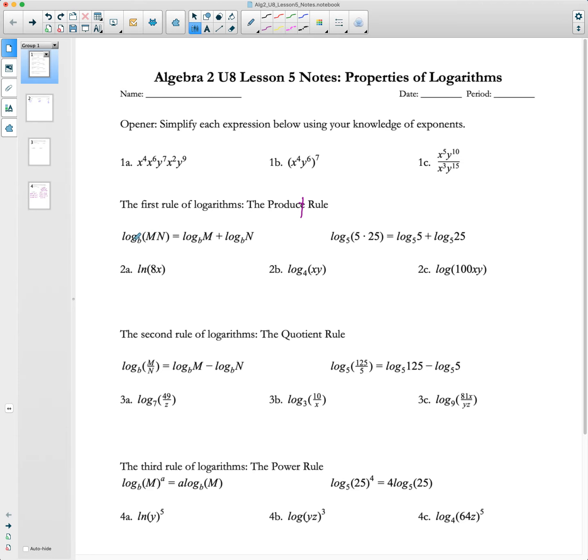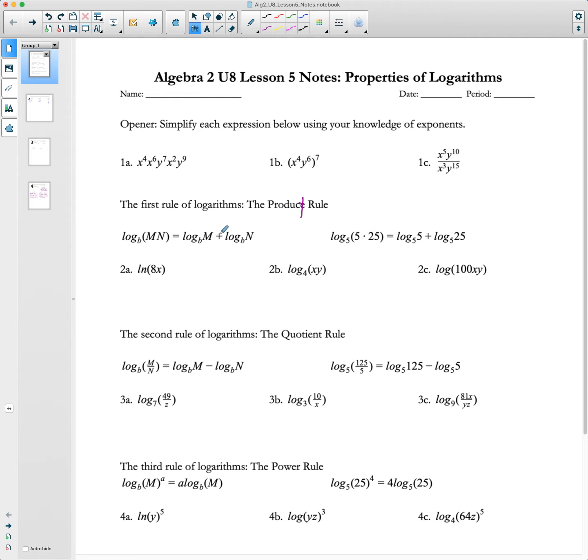What this says is if we have a logarithm of some base and we have a product in the argument, and that's what we call this right here, the argument, then we can rewrite this as the sum: log base b of m plus log base b of n. To help you see what's really happening here, let's look at it in terms of something we might be familiar with: we have log base 5 of 5 times 25.